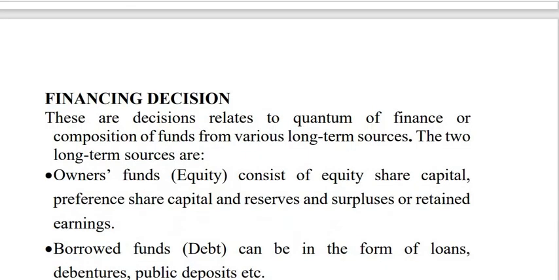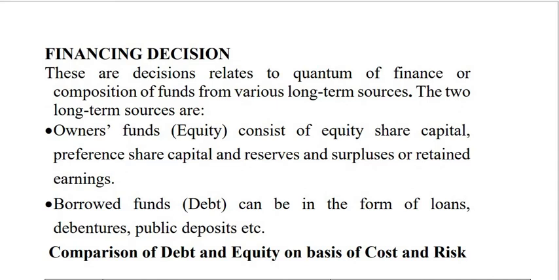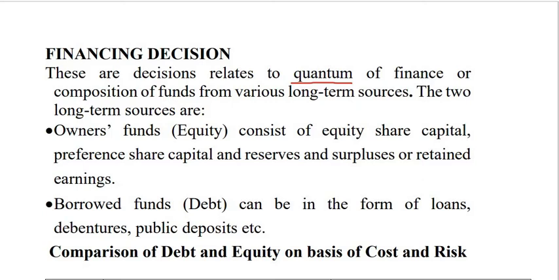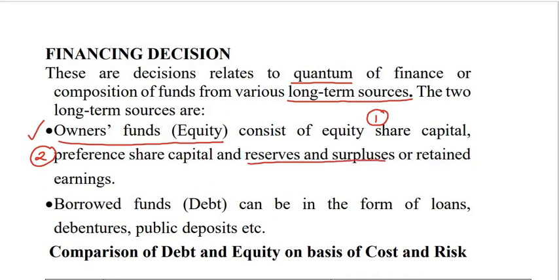So coming first to the meaning of financing decisions. These are the decisions relating to quantum of finance or the composition of funds from various long-term sources. So if business needs funds from long-term sources, the two long-term sources are, first one is owners funds or equity, and it consists of equity share capital, preference share capital, and reserves and surplus, or you can say retained earning.